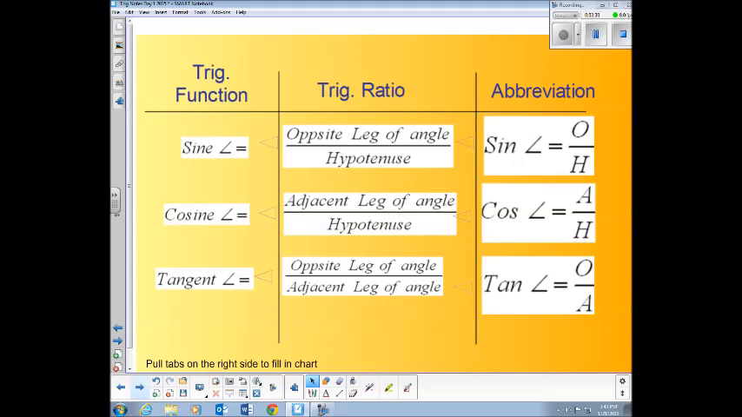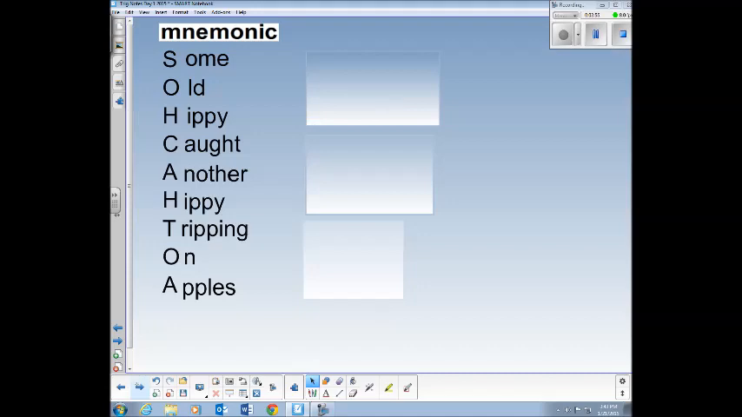Tangent of the angle equals O over A. Remember that the O, the H, the A, the H, the O, and the A all stand for opposite leg, hypotenuse, adjacent leg, hypotenuse, opposite leg, and adjacent leg. So pause your video while you write these down into your notes. Alright, now that you have these down, we're going to go over a little bit of this information.